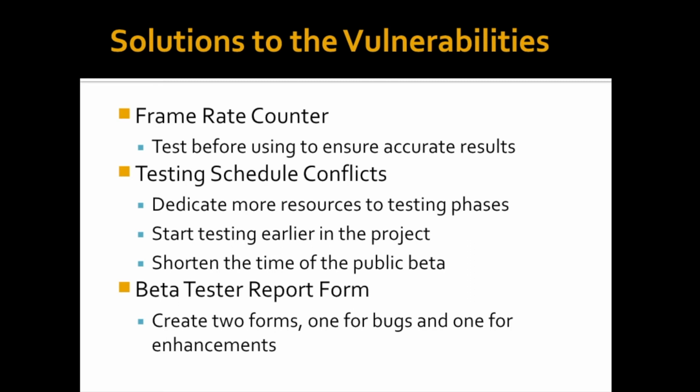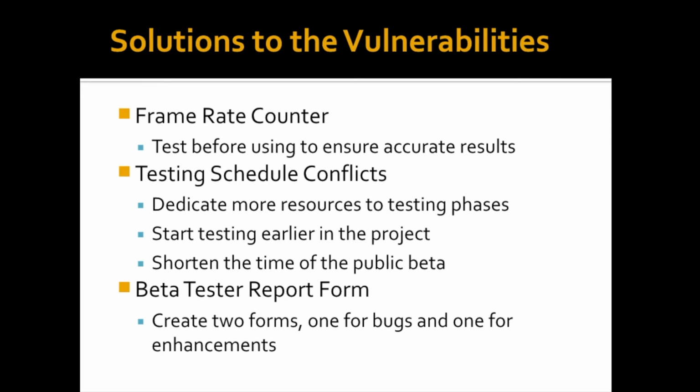So with all those vulnerabilities being pointed out, we came up with a variety of solutions. The first, for addressing the frame rate counter, they just need to test beforehand that it works and is accurate. With the schedule conflicts, we thought that they could dedicate more resources to testing phases so that each unit gets completed faster, or even just start testing earlier in the project. If none of those are achievable, potentially they reduce the length of the public beta from being over a week to maybe just a week or 4 or 5 days.